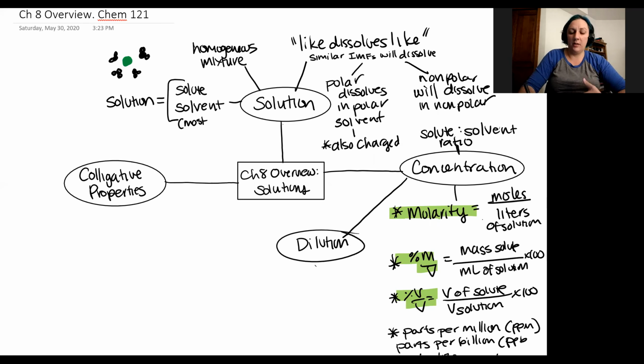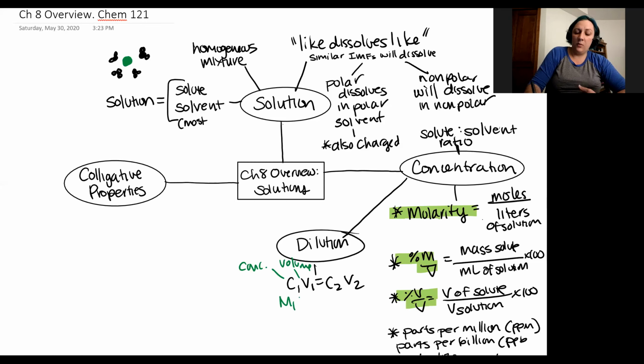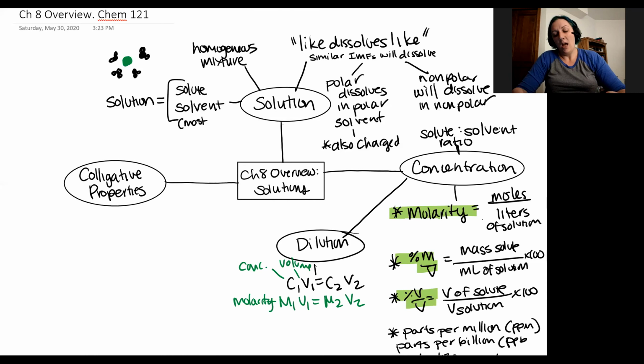It's C1V1 equals C2V2, where C corresponds to concentration and V is volume. You might also see this as M1V1 equals M2V2, where M is molarity, which is a type of concentration. Really, whenever we have concentration times volume, it equals moles. So we can set the moles of our solution before we add water equal to the moles after, because we haven't actually changed the amount of our solute.